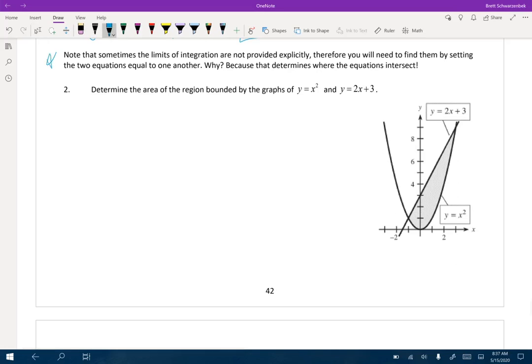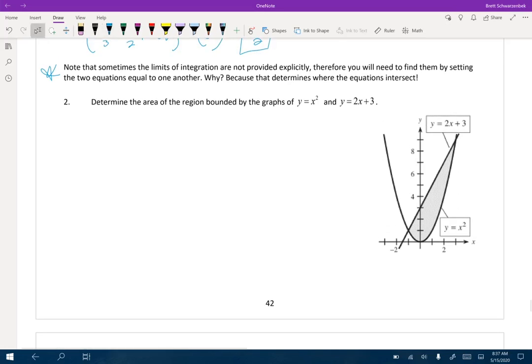Looking here, it says, note that sometimes the limits of integration are not provided explicitly. Therefore, you will need to find them by setting the two equations equal to one another. Why? Because that determines where the equations intersect. Okay, so take a peek at our next problem.